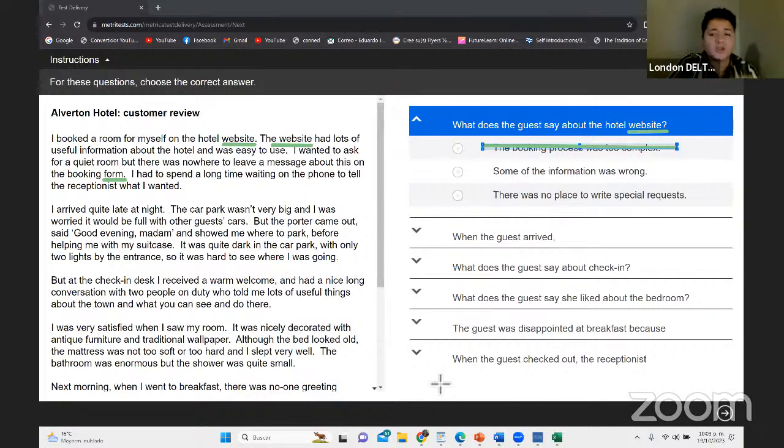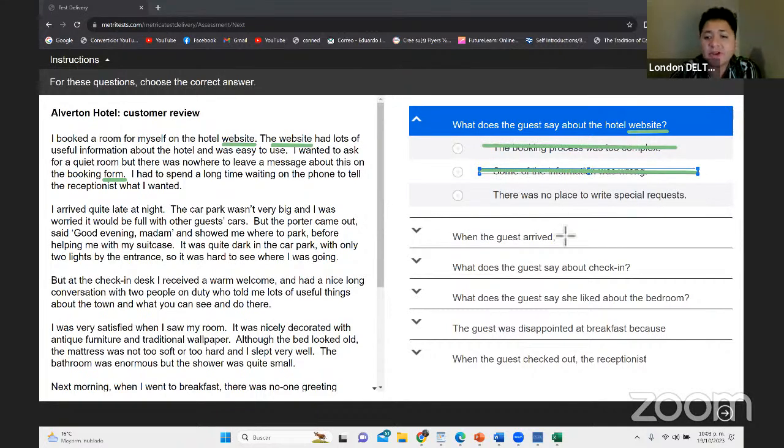Well, let me see. Maybe we're wrong. The second says some of the information was wrong. It doesn't say anything that the information was wrong, right? So we disregard this answer.